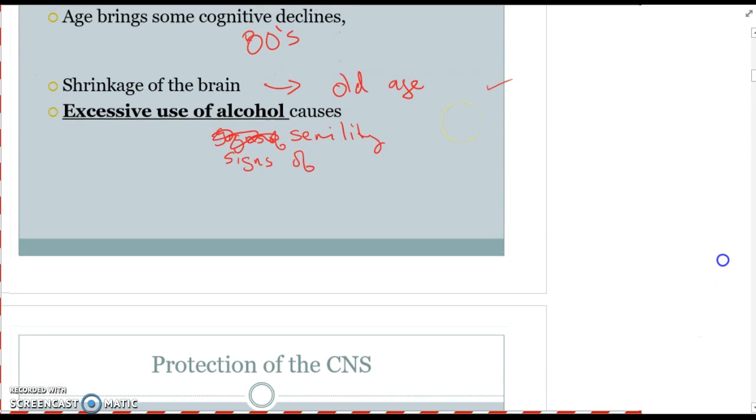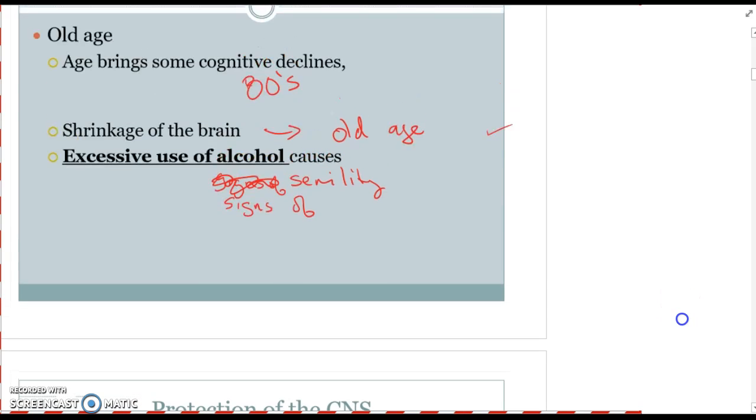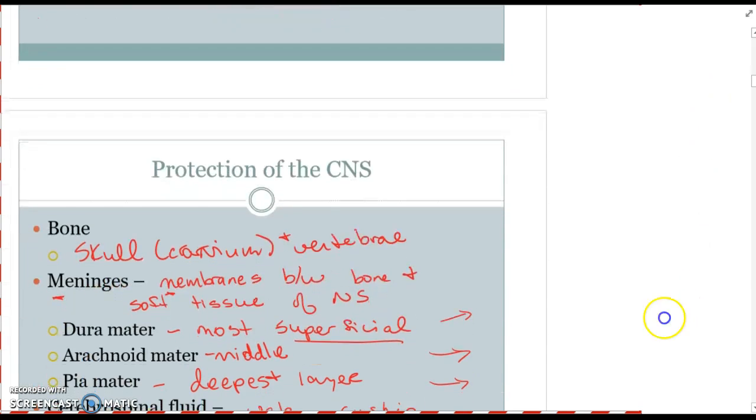Okay, and excessive use of alcohol, just make sure you understand, that can cause or look like the same effects of old age, but it is not.